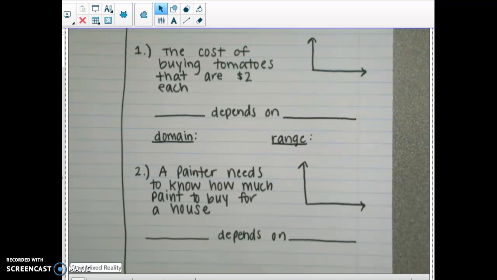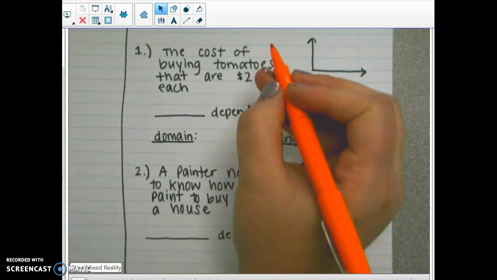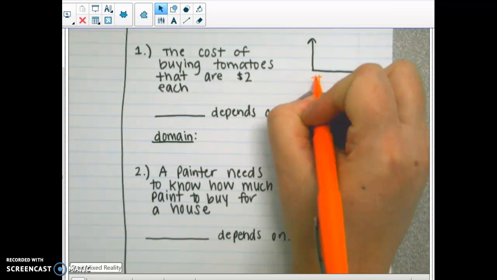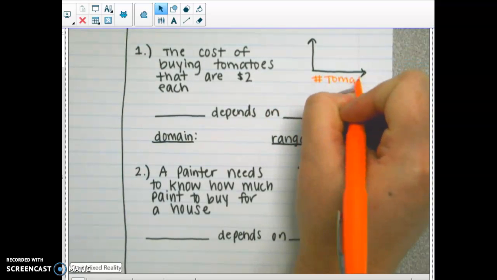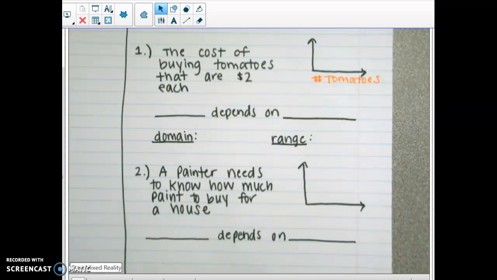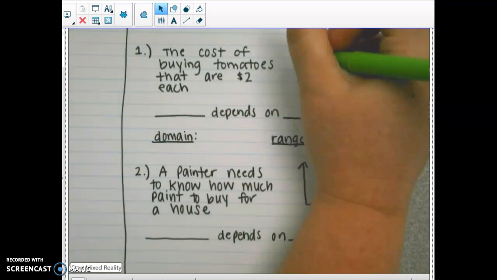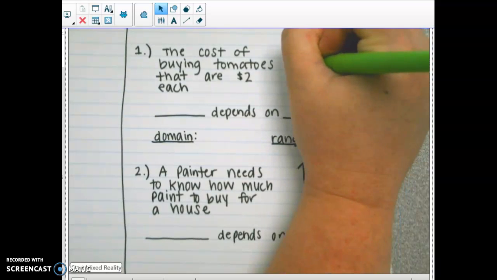So if you're thinking about your grocery cart at the cash register, like you're handing the cashier tomatoes and the cashier is telling you how much money you have to spend. So the input is how many tomatoes you're buying, because the output is what the cashier is telling you, which is your total cost. So if I was to graph this scenario, the number of tomatoes would be my x, and the cost would be my y.